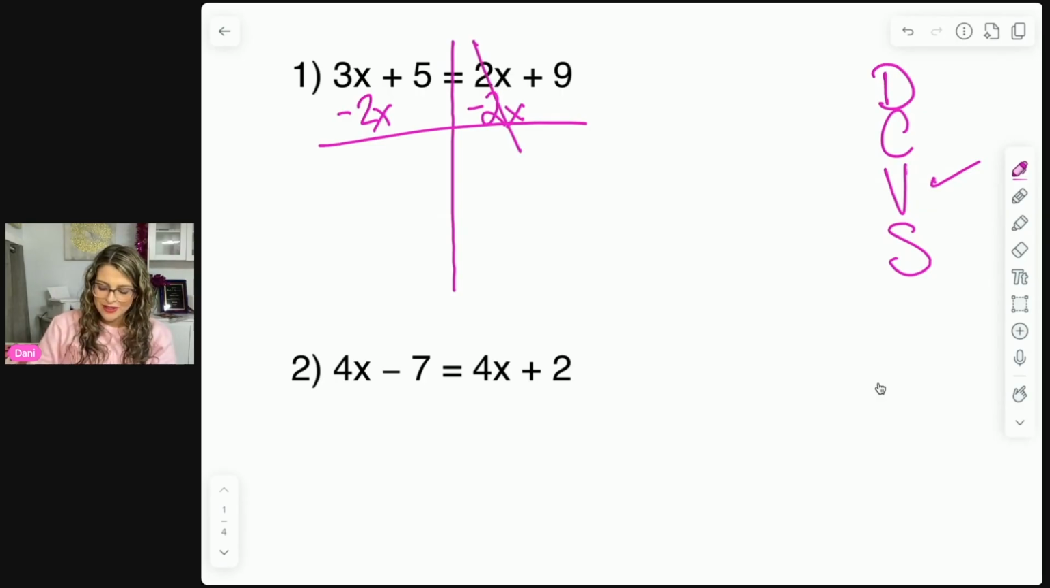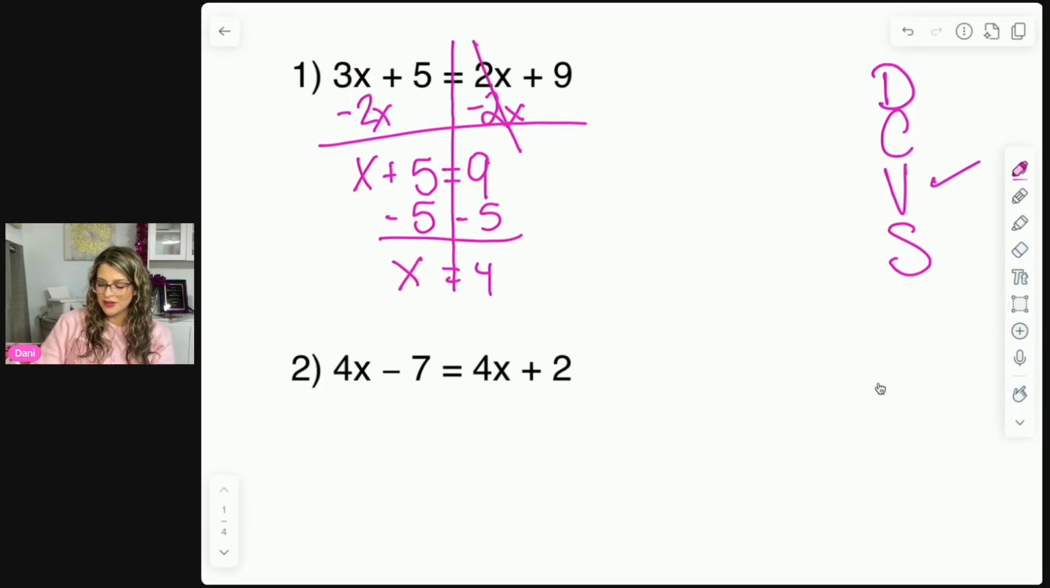Okay, so we're left with 1x plus 5 equals 9. This is looking promising. We'll subtract 5, get x equals 4. So this problem has one unique solution. It's like what we've been doing for weeks in math right now, in years past, you get a pretty answer. Well, life is good. Now let's see if that's the case for the next one.